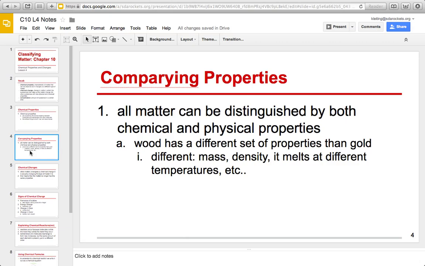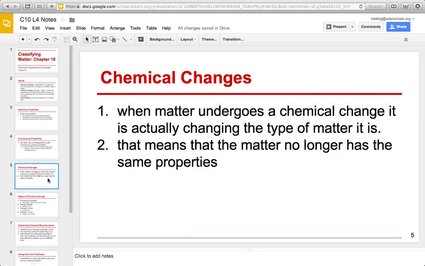Alright, so comparing properties. All matter can be distinguished by both chemical and physical properties. So we've talked about physical properties already, whether it be solubility or conductivity or density. In this case, we're talking about more than that, and we're talking about chemical properties. Wood has a different set of properties than gold, right? Has a different mass, a different density. It melts at a different temperature than gold. All this stuff is very common sense, and hopefully we understand that.